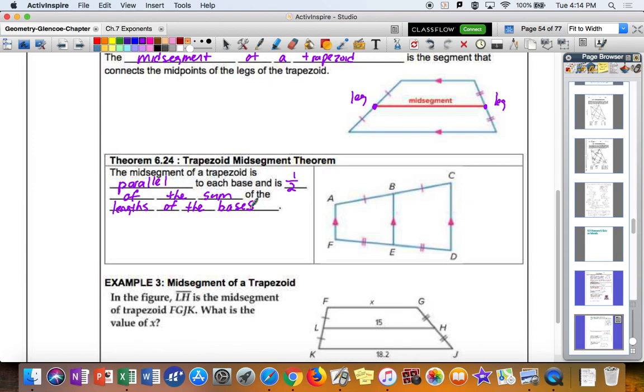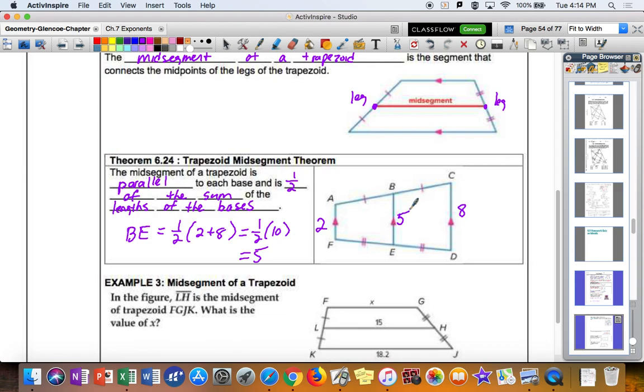Okay, so let's just think about that. Let's put some numbers on that to make this a little bit more clear. So let's say the bases have length 2 units and 8 units. Well, that would mean BE would be 1/2 of the sum, in other words, 1/2 of 2 plus 8, which is then 1/2 of 10, which of course is 5. So BE would be of length 5.